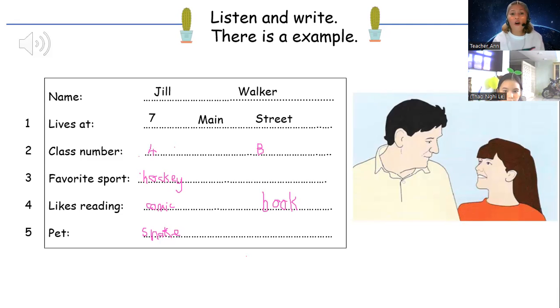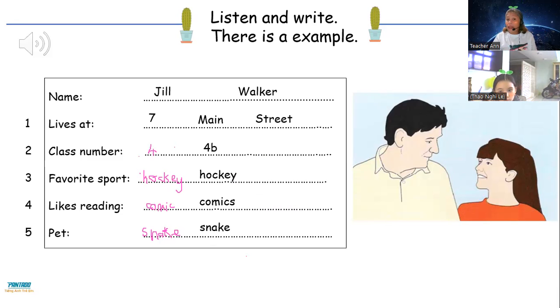Jill is 4? 4B. 4B. And the favorite sport of Jill is? Very hockey. Good. Yeah, it's hockey. And Jill likes what? Jill likes? Comic. Very good. And the pet. What is Jill's pet? It's a snake. Oh, are you scared of snake? Can you say again? Are you scared of snake? Yes. Oh my god. Teacher Ed is also scared of snake. Do you know scared? Yes. Okay.